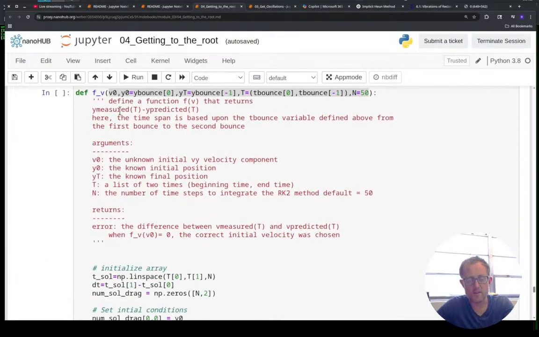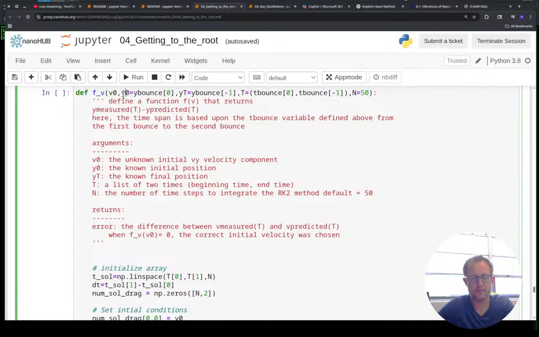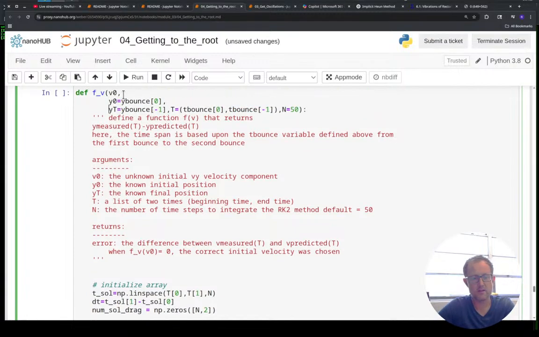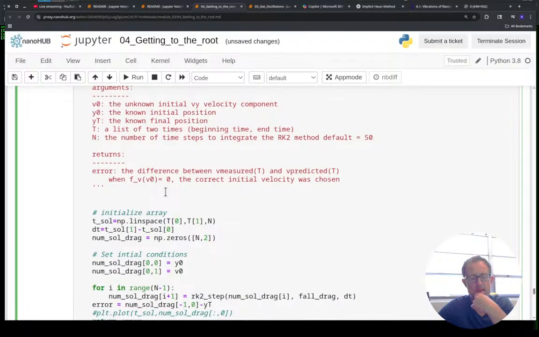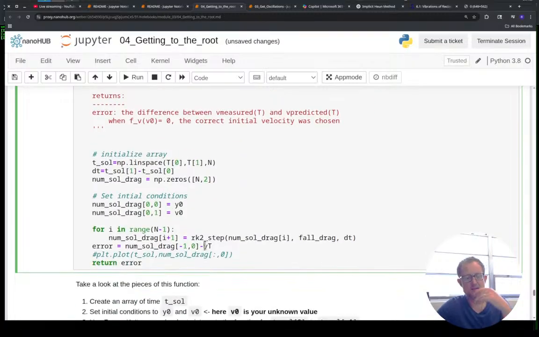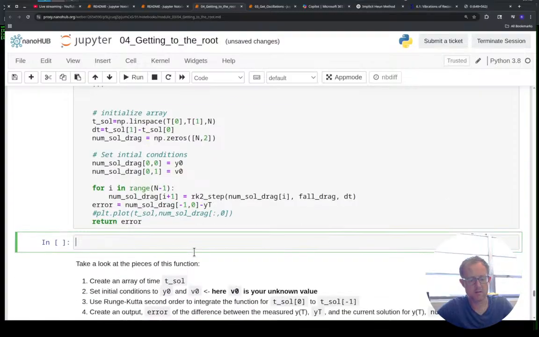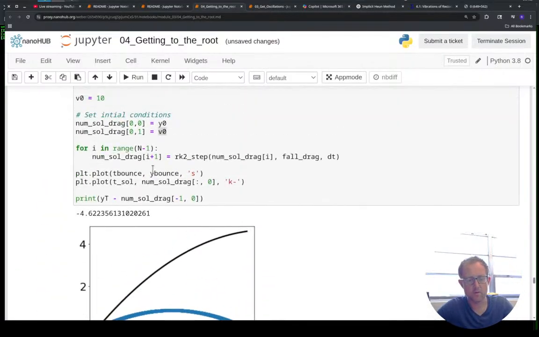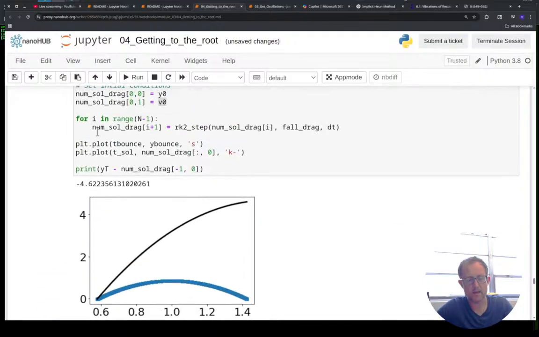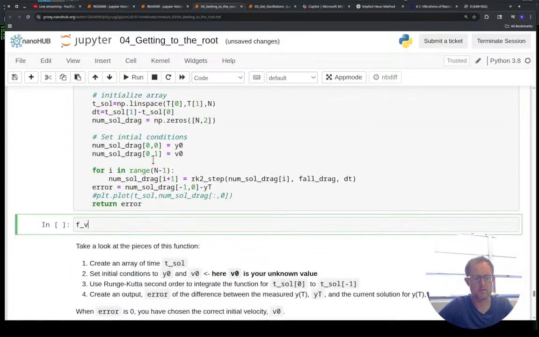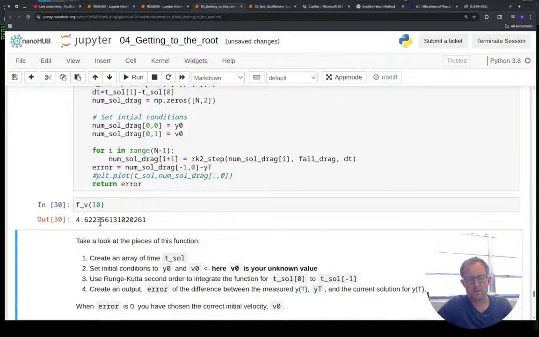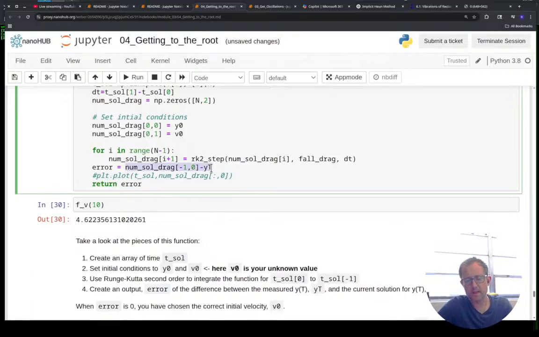So anyway, now we can say, all right, well, I can define all these inputs, like here's y0, my time, how many steps I want to use to make this solution. Let's see, when we said the initial speed was 10, we got an error of negative 4.6. So in this case, we're just getting the opposite error.